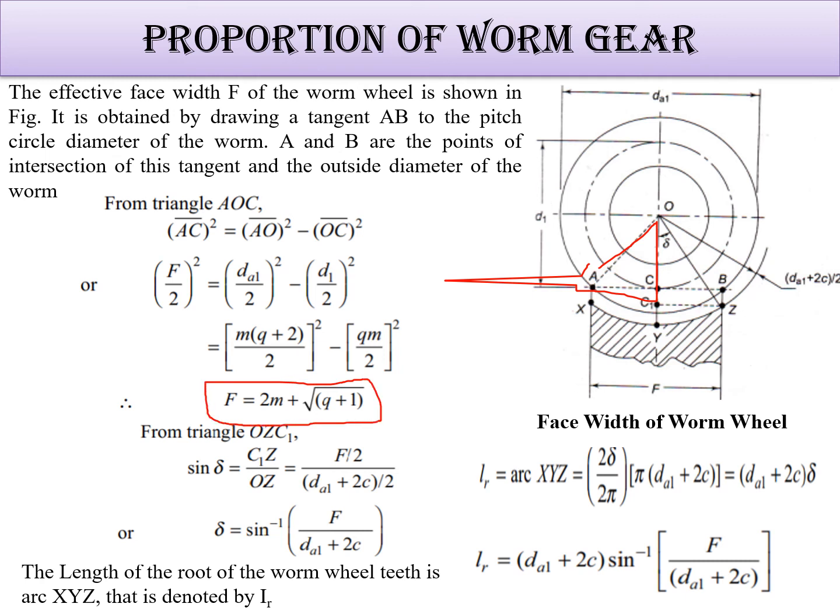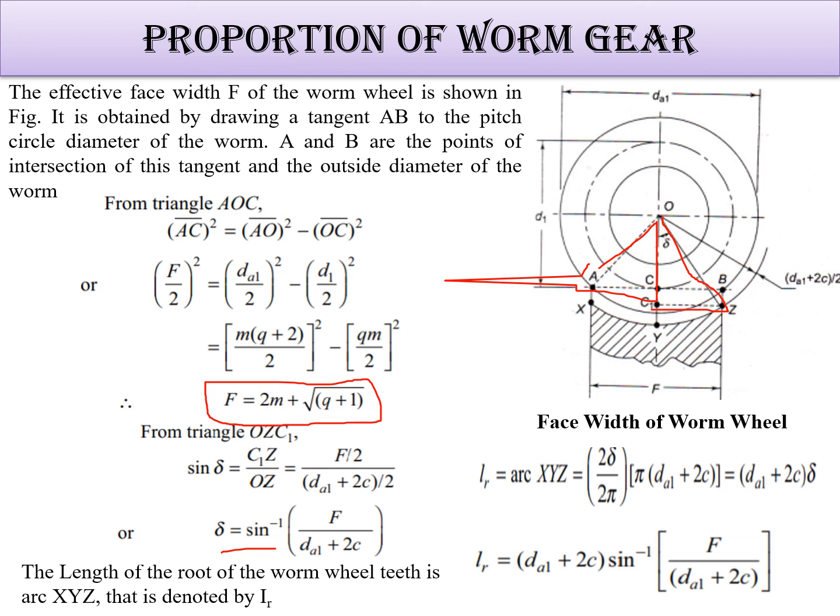Now from triangle OZC1, O and Z, and this is C1. From this triangle, what we get is C1 upon sine of delta equal to C1Z by OZ, that is F by 2 divided by (DA1 plus 2C) by 2. So delta is equal to sine inverse of F upon (DA1 plus 2C).